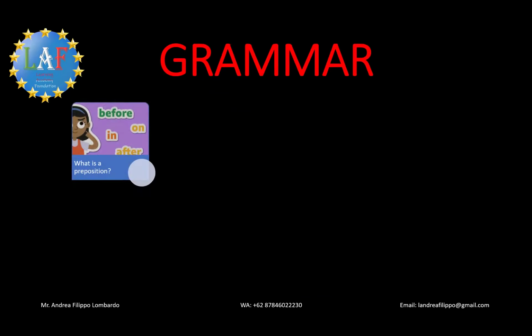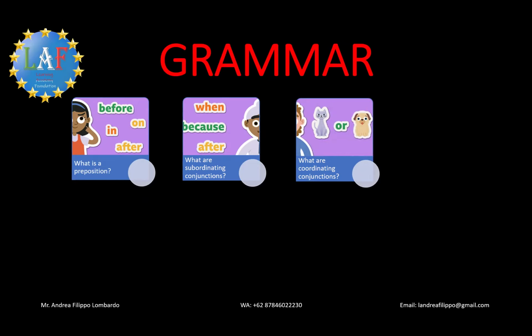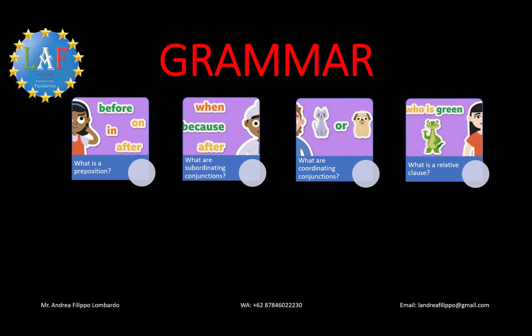Still about grammar, the students will see that a preposition is a word that tells them where or when something is in relation to something else, like after, before, or on. That a subordinate conjunction joins two ideas or clauses in a sentence. That conjunctions are joining words. Coordinating conjunctions join groups of words about similar things. And also that a relative clause starts with a relative pronoun, who, that, which, whose, where, when, and is often added to a sentence to define a noun.